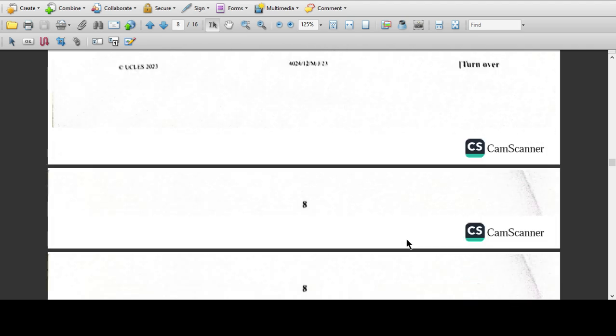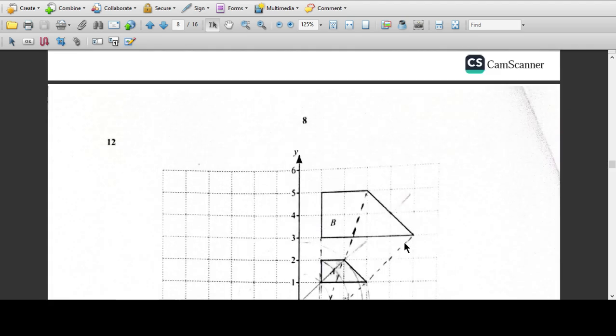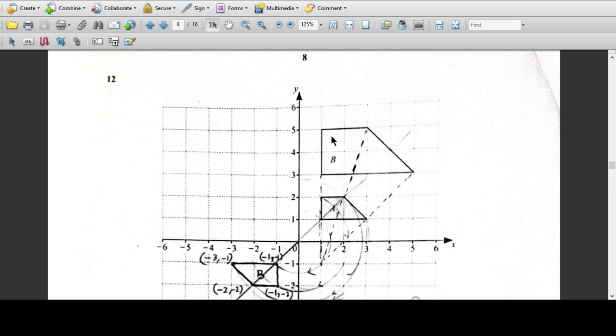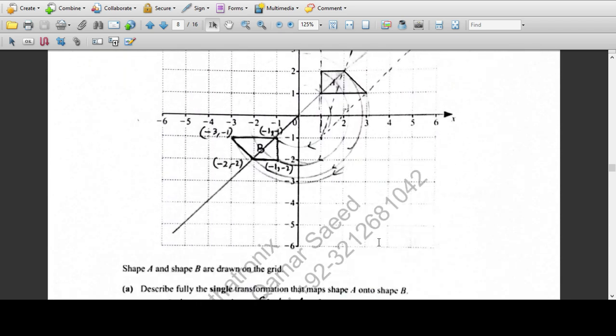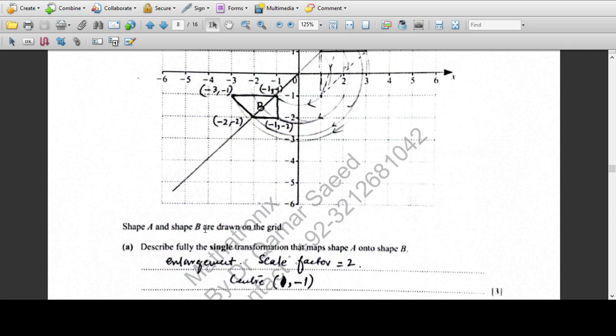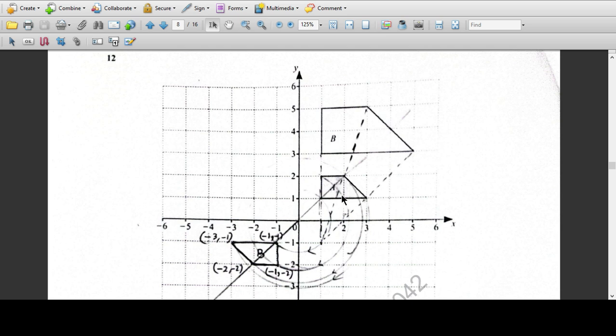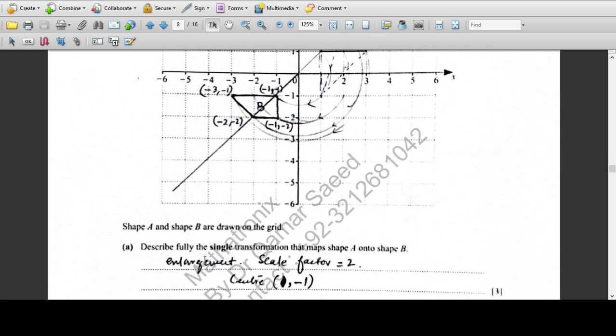Now question number 12, we have been given shape A and shape B. Shape A and shape B are drawn on the grid. This is shape B and this is shape A. Describe fully the single transformation that maps shape A onto shape B.